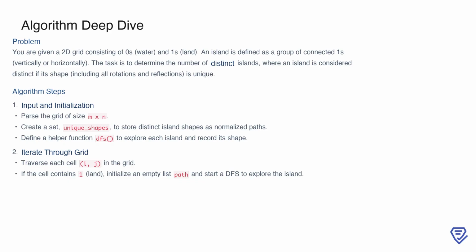To tackle this, the algorithm starts by parsing the grid and initializing a set called unique_shapes to store normalized versions of island shapes. A depth-first search helper function, or DFS, is defined to explore each island and capture its shape. The grid is then traversed cell by cell, and when a land cell is encountered, the DFS function is triggered to map out the entire shape of the island starting from that cell.